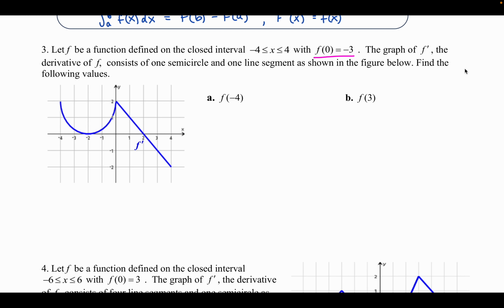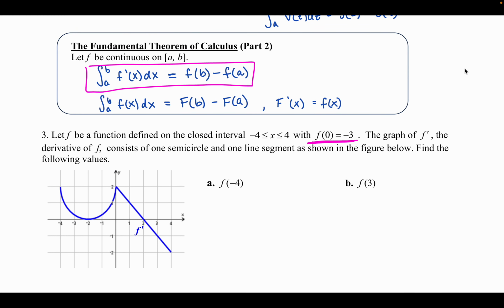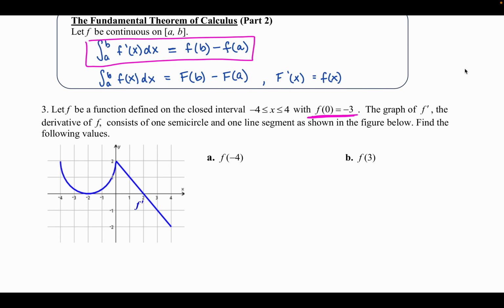Usually if we're given a derivative graph, you can't use that graph to find values of the original function. You can only use that graph to find values of the slope of the function. But if we have the graph of the derivative, and we're given one point on the original function, we can find another point. So we're going to use the fundamental theorem of calculus part 2, and set up an equation that we can then solve for f of -4.